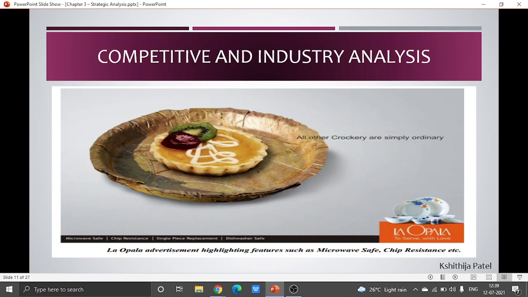Now, look at the image that has been put up. This is Hitkari Potteries. It is a popular bone china crockery brand. Till 2000, it slowly lost ground to competitors like La Opala and Corelle. This mainly happened because the firm failed to scan the general environment for signs of change, especially such as social change.